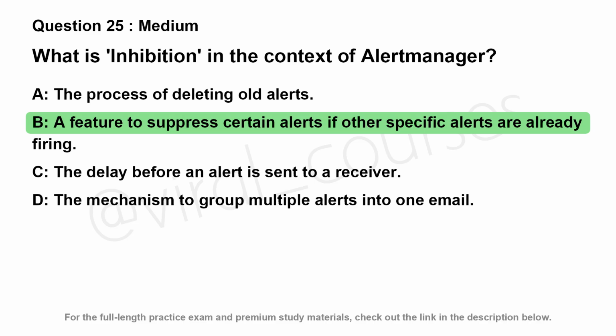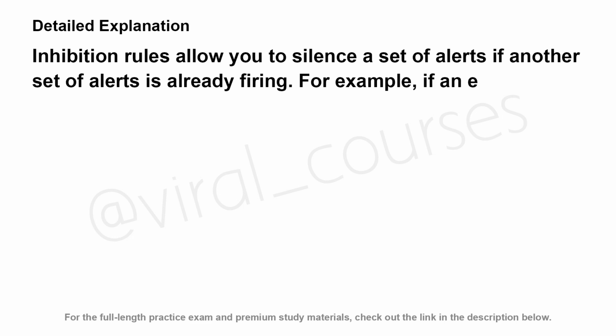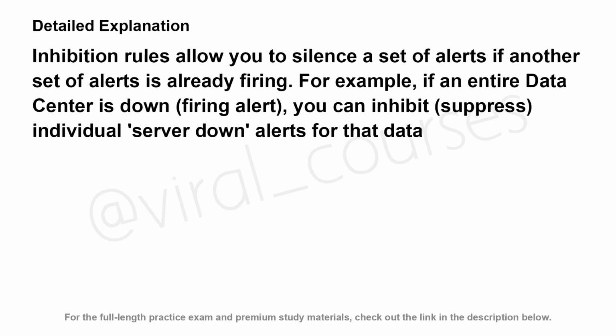The correct answer is B. Inhibition rules allow you to silence a set of alerts if another set of alerts is already firing. For example, if an entire data center is down, firing an alert, you can inhibit, or suppress, individual server down alerts for that data center to avoid alert fatigue.